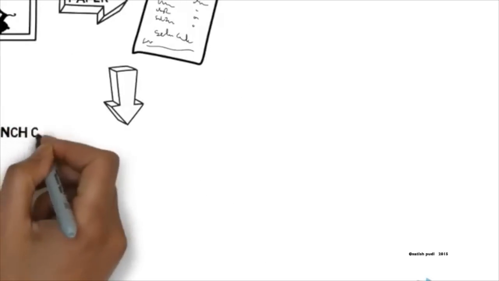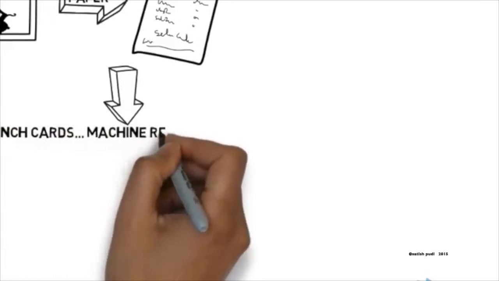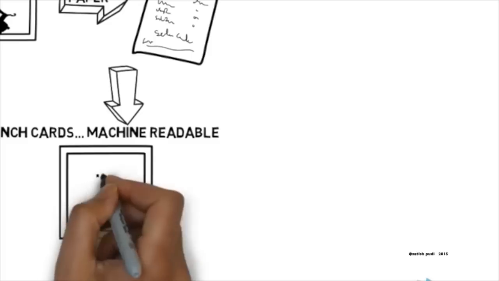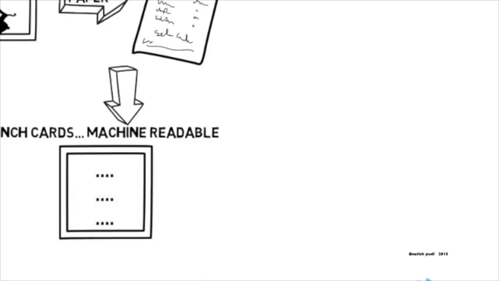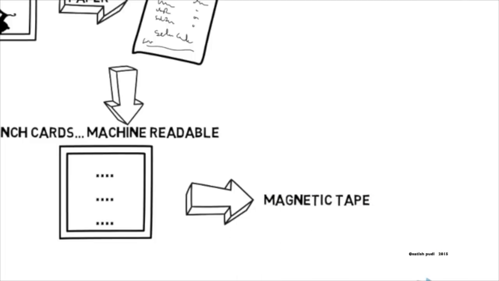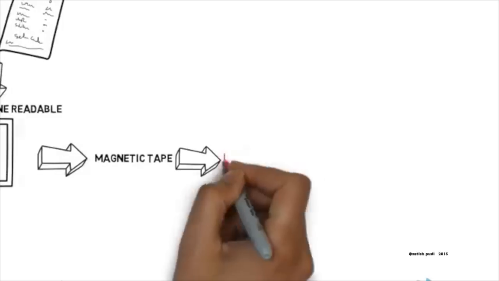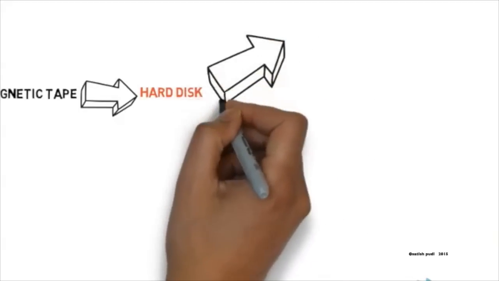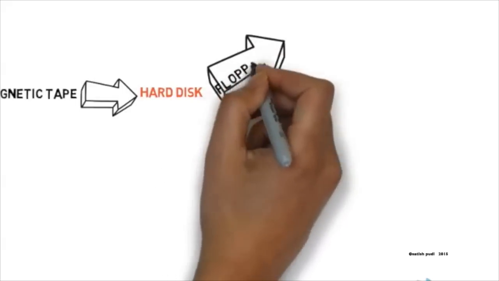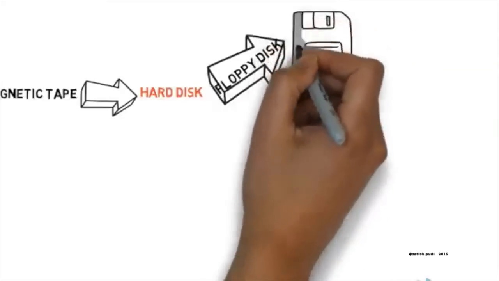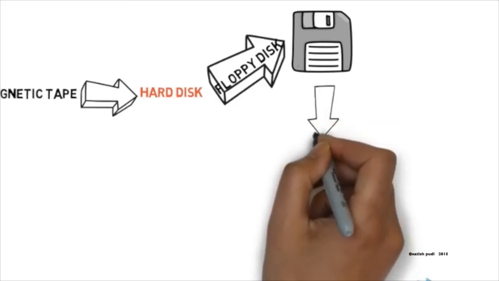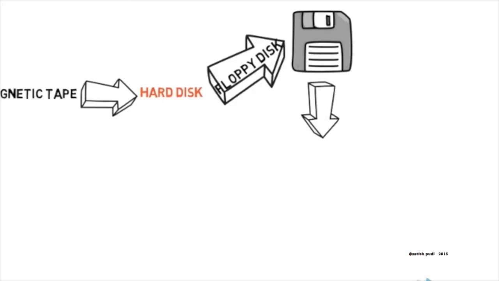So that gave way to punch cards and other media, which can be processed by machines, and we can analyze and utilize the data. Then came magnetic tape, hard disk, floppy disks, to the more recent ones, CDs, DVDs, and Blu-ray discs.